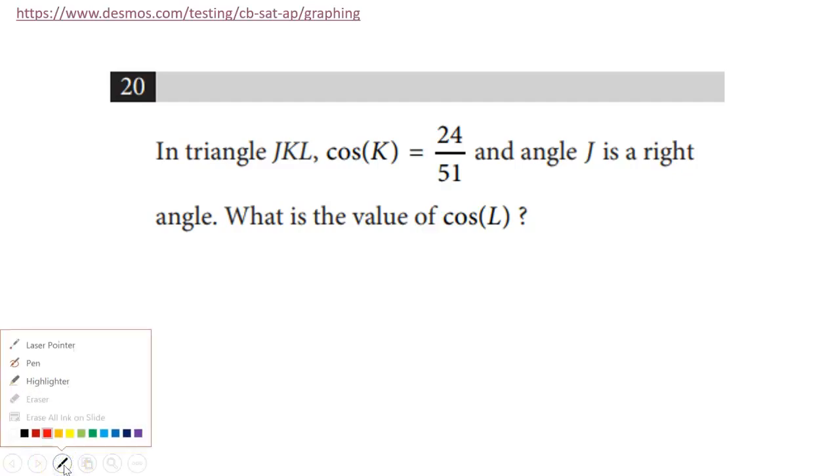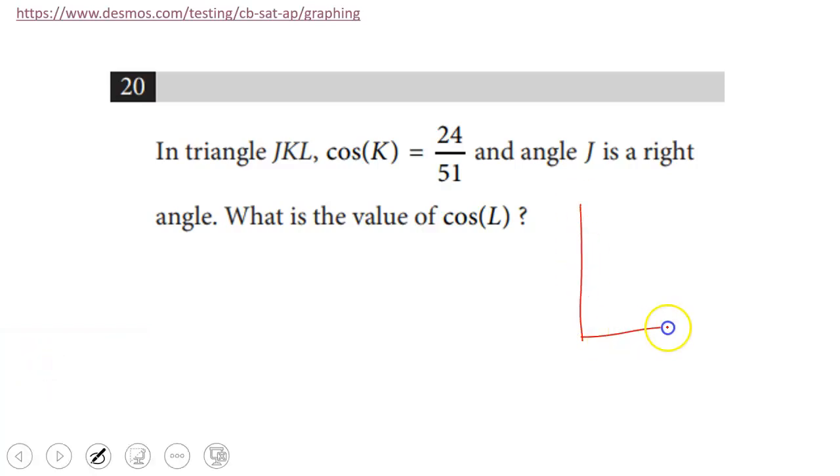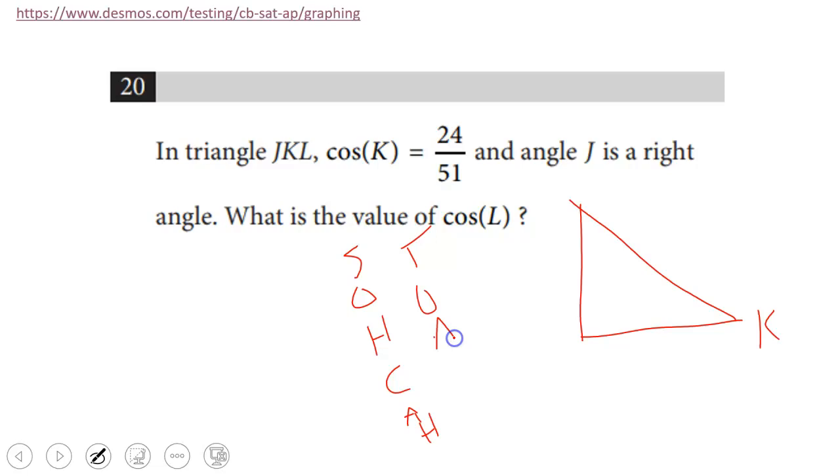It says in the triangle JKL, cosine of x is 24 over 51. So we need to know our trig functions. So we'll draw a right triangle. We'll call this K. Cosine is adjacent over hypotenuse. So it's important to remember these trig values, SOHCAHTOA, some people say.